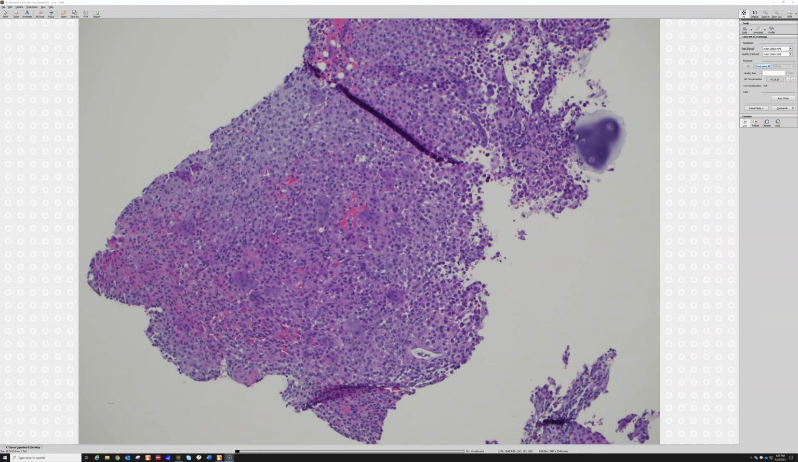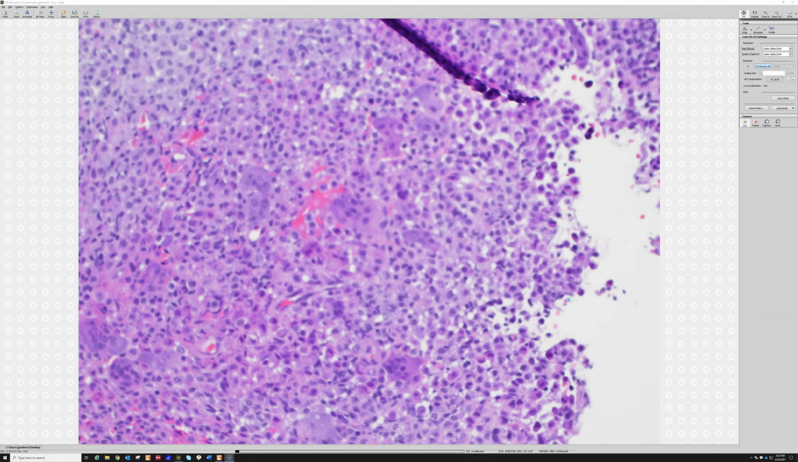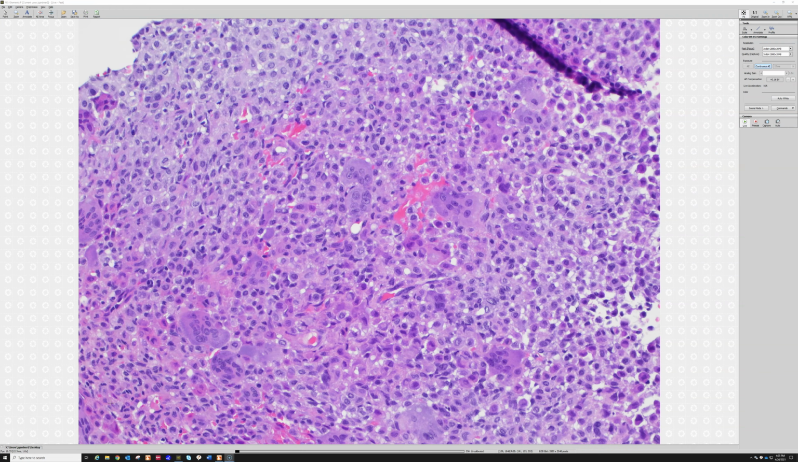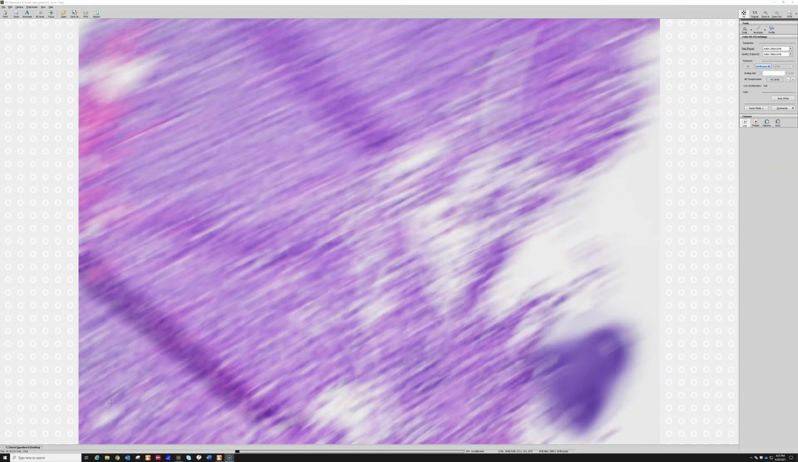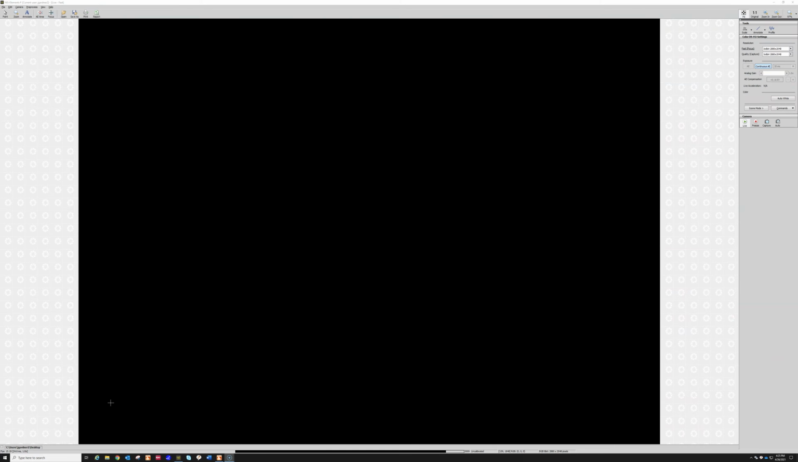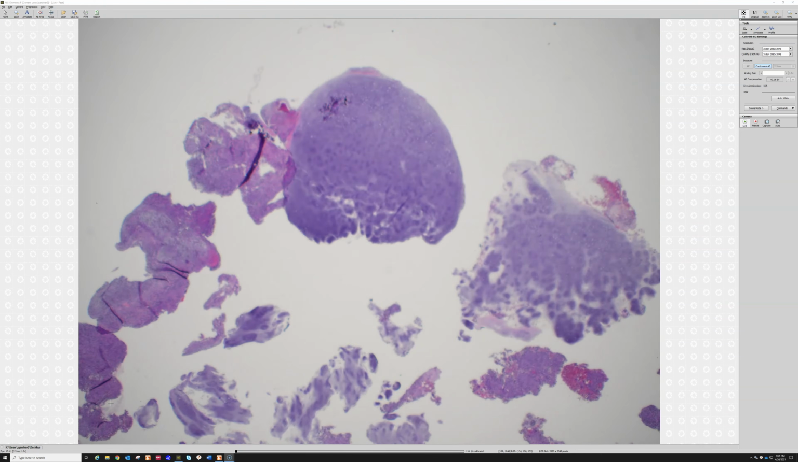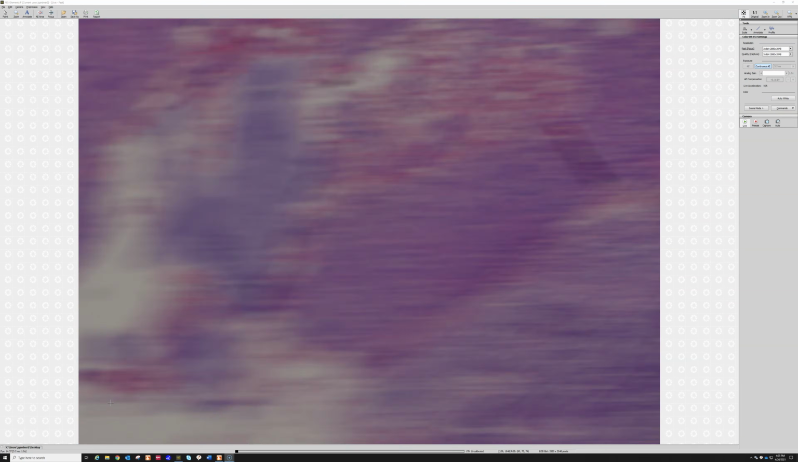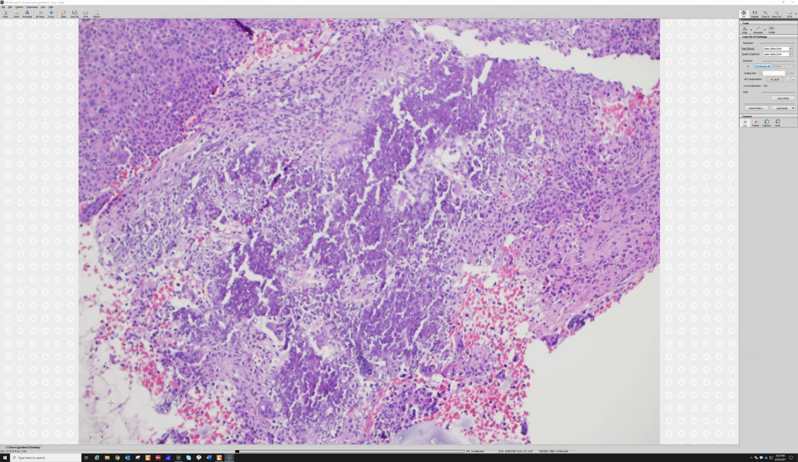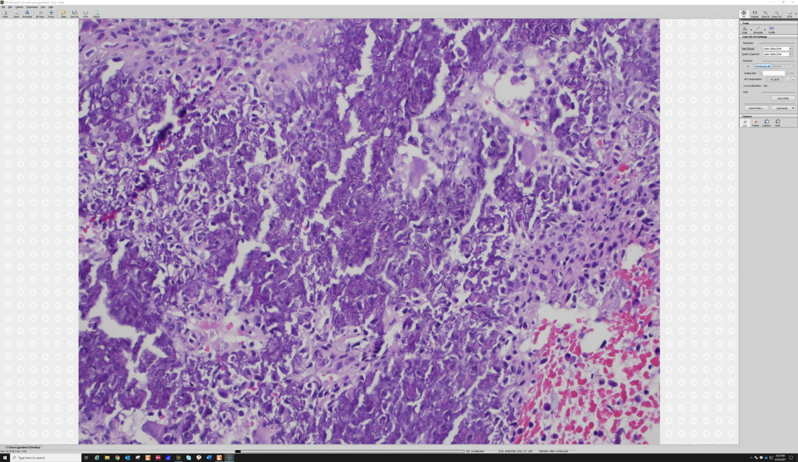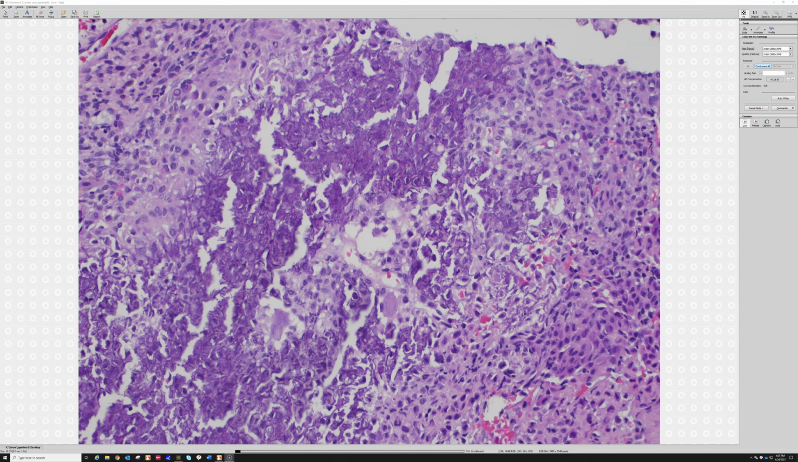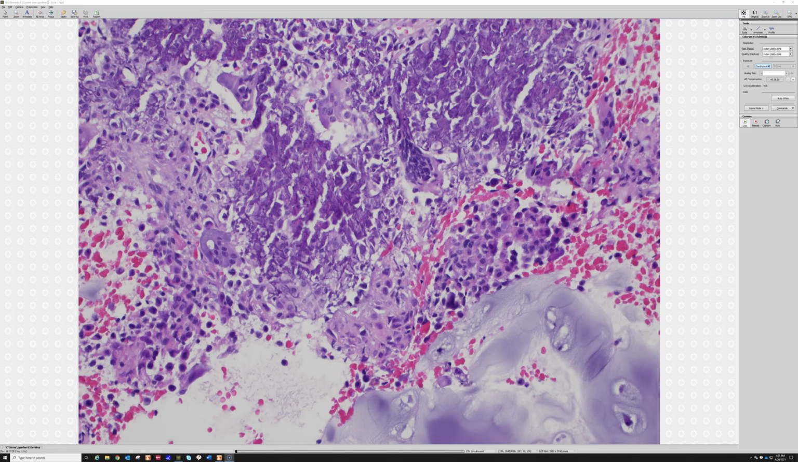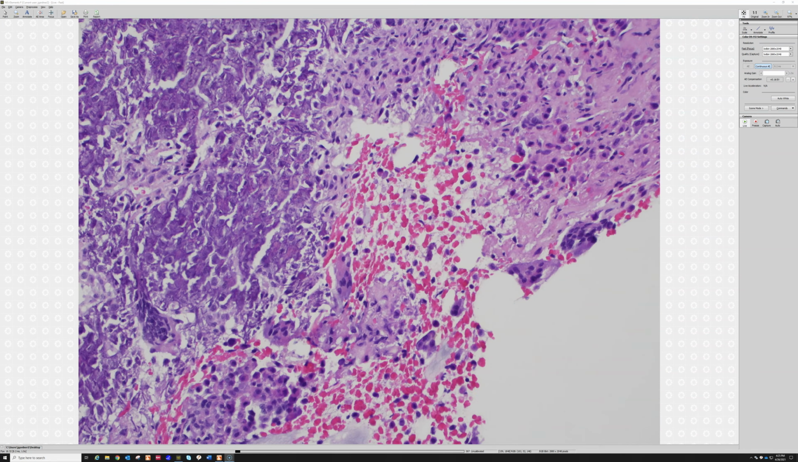So you can spend some time exploring this slide once I have the digital slide up, and I'll have the link down below, of course, and you can check it out for yourself. But this is a very nice example of chondroblastoma. And let's see if there's any other areas here to talk about. Here's another one of those areas where the cells become degenerated. You can see they're smudgy and breaking down, and then that's when they become calcified, and you get this chicken wire calcification.